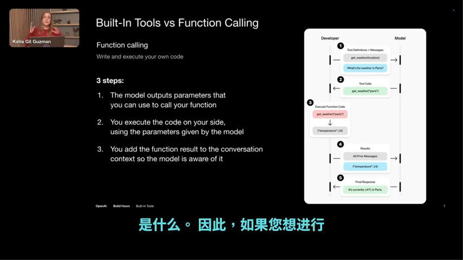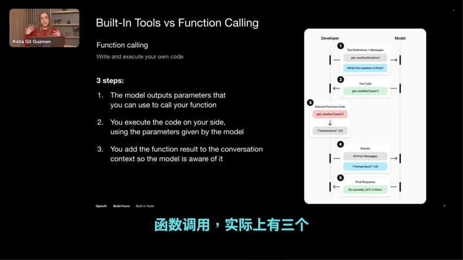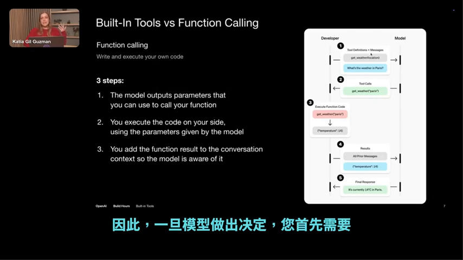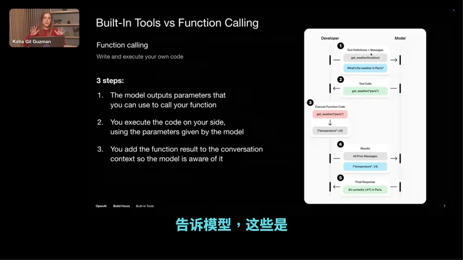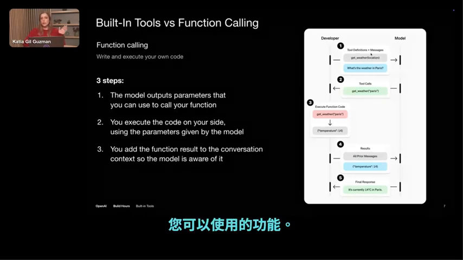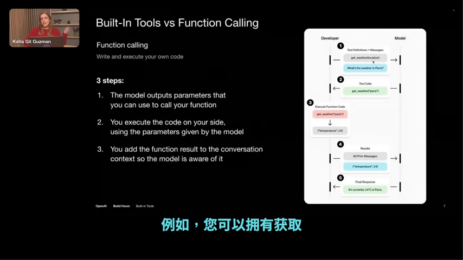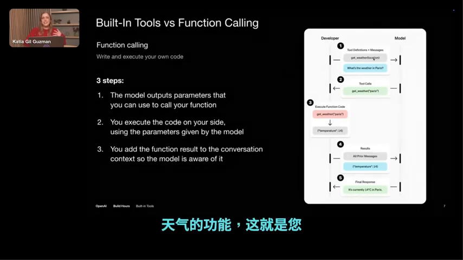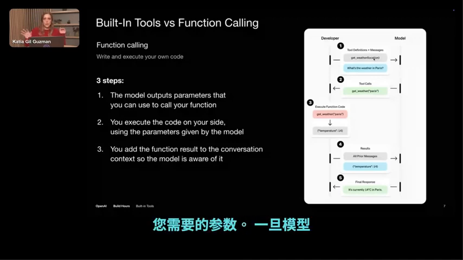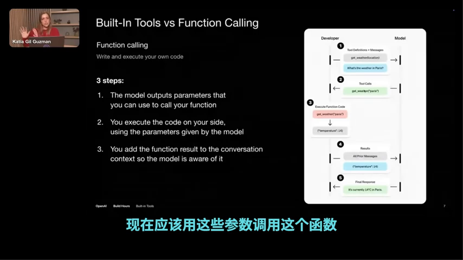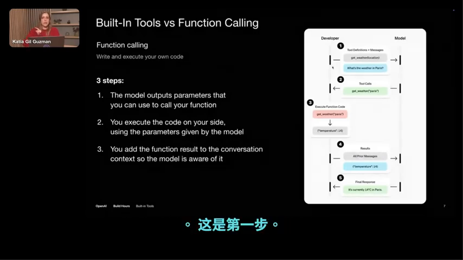So if you want to do function calling, there are actually 3 steps that are important. So we have a little diagram here. We're going to focus on the 3 steps in the middle. First, you need to tell the model, okay, these are the functions that are available to you. For example, you can have a get weather function, and this is how you should call them. These are the parameters that you need. Once the model actually decides to call the function, it will tell you, okay, I think you should call this function now with these parameters. So that's the first step.